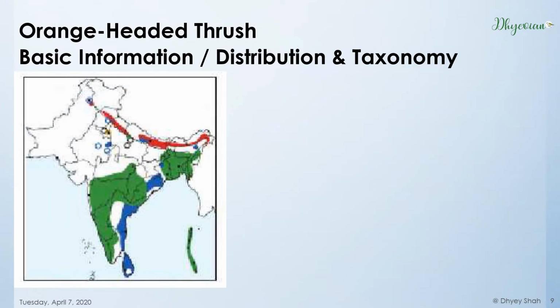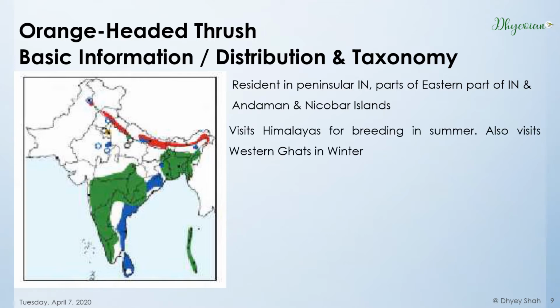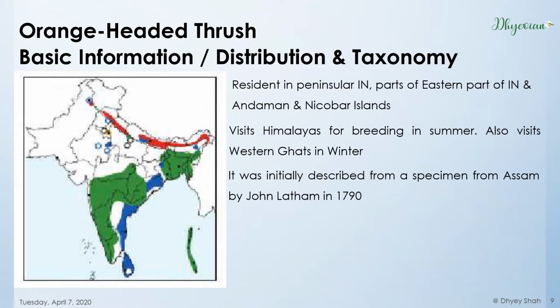Moving on to the distribution and taxonomy, here is the image of a distribution map of an orange-headed thrush in India. You can see clearly that it is a resident in peninsular India, East India and Andaman Nicobar Islands. It visits Himalayas for breeding in summer. It also visits Western Ghats and Sri Lanka in winter and occasionally visits northwest India. It was first described from a specimen collected in Assam by John Latham in 1790.